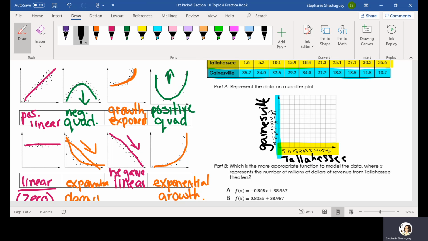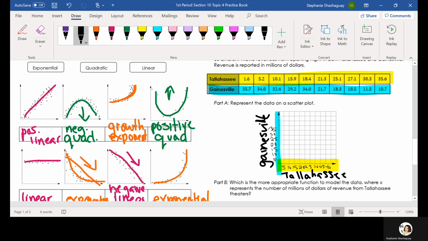Okay. So represent the data on the scatter plot. So when Tallahassee was at 1.6, right? I had a point, my Gainesville revenue was 35.7. So 35.7, I'm going to be about right there. At 5.2 for my Tallahassee, I was at 34 for Gainesville. 34, right here. Okay, 10.1, go down to 32.6. Right here. 15.9, I'm at 29.2. Right there.